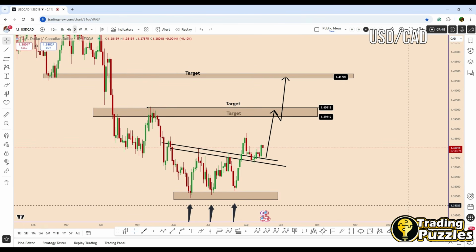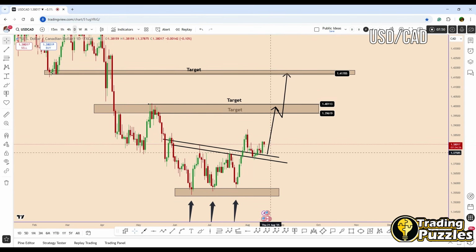Don't forget that this is a real-time analysis, so it can be used for trading. Just try to manage this properly.